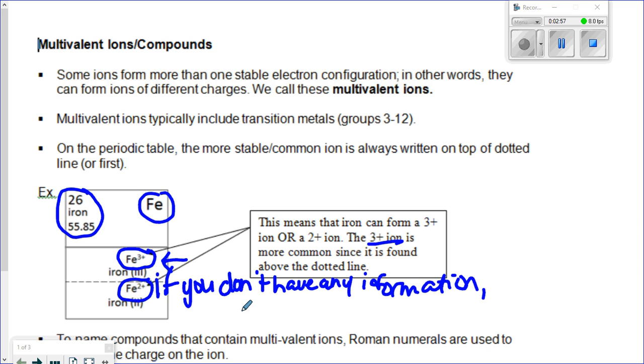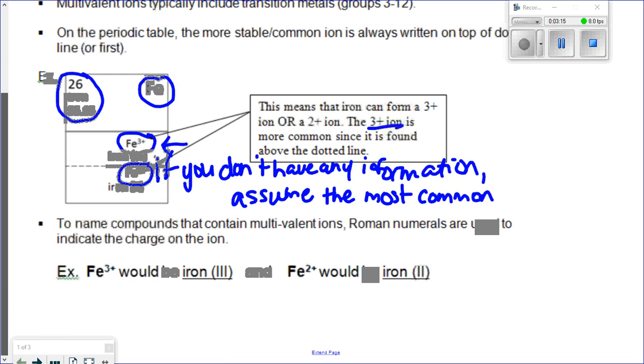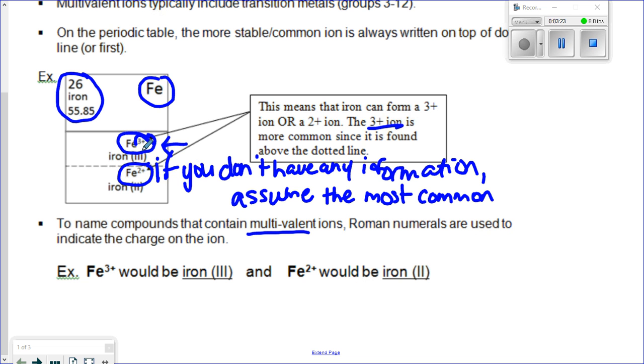If you don't have any information, we always assume the most common. But quite often you'll have pieces of information that will tell you which one it actually is. Again, if you don't have a piece of information, you assume the most common or the one that's at the top.